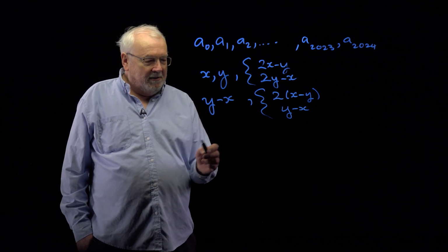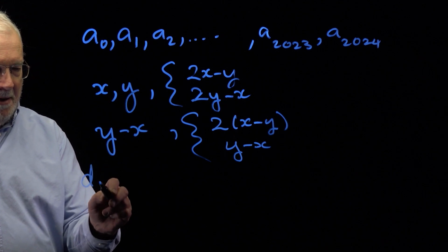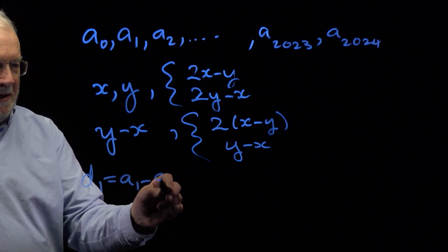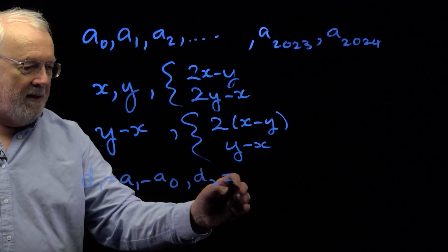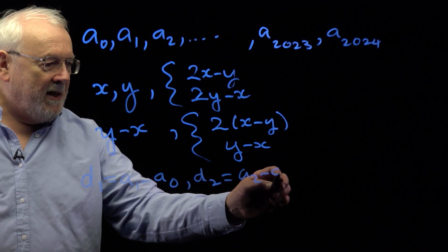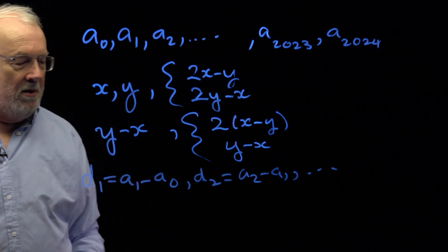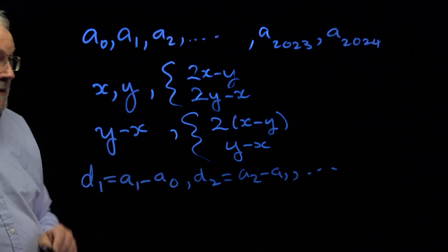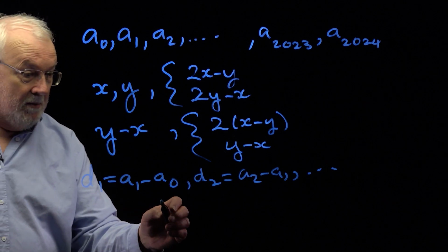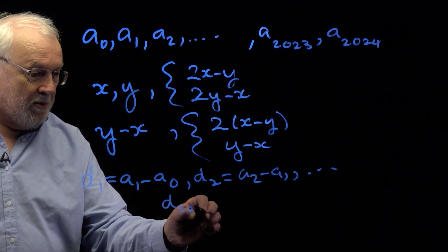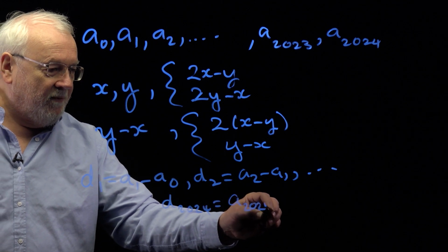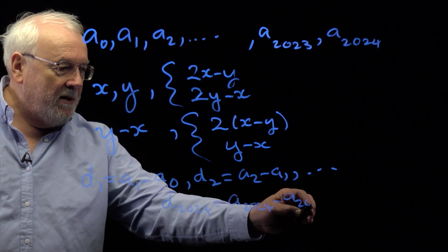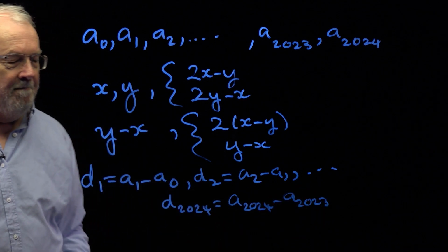So let's introduce some notation. I'll let d1 be a1 minus a0. I'll let d2 be a2 minus a1, and so on, up to the last pair of terms that I'm interested in, which will be d2024, which is a2024 take away a2023.